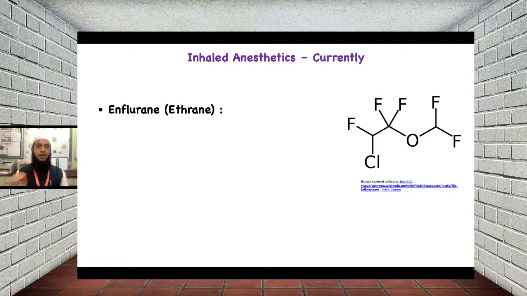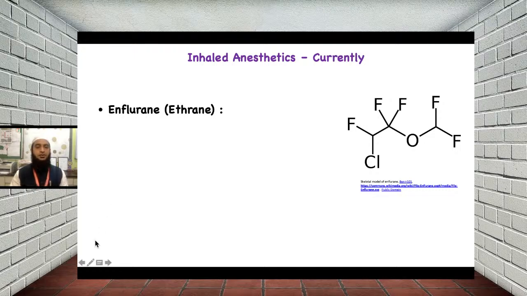So the first anesthetic agent which is currently used. Currently used doesn't mean it is the only one used, right? There are several general anesthetics which are older in nature but still in use, like nitrous oxide. But these are new molecules which are used in current practice. So first it is enflurane.